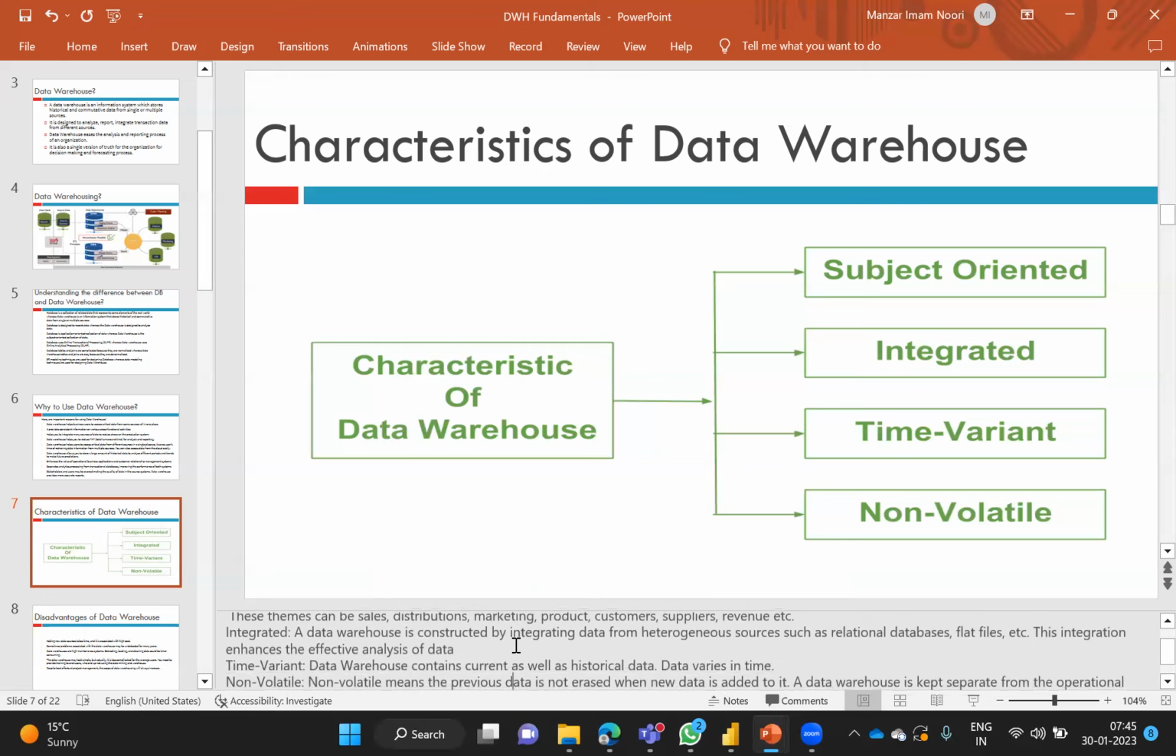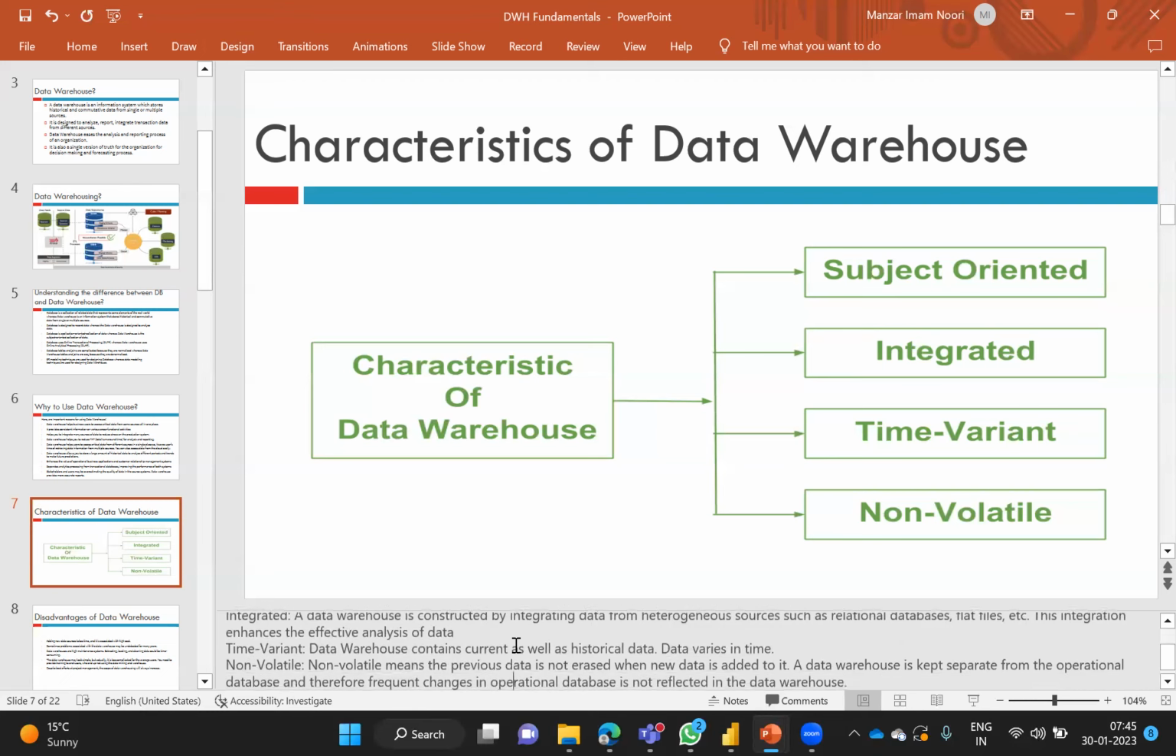Similarly, integrated data comes from different sources: flat files, relational databases, websites. So from many sources we get the data. Time variant, we get the data from different times, right? Non-volatile, previous data is not erased, and new data is added in this case, right? And frequent changes are not happening. Very few changes will happen in this data set, right?